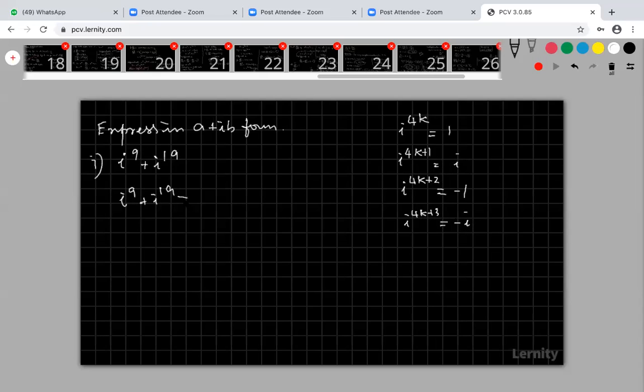Now look at that. My i power 9 is i power 8 plus 1, multiples of 4 plus 1, which means that is i. Similarly, what is my i power 19? Multiples of 4, 16 plus 3. Multiples of 4 plus 1 means this is my i. Multiples of 4 plus 3 is my minus i. So therefore, the answer is 0. But the question is in a plus ib form, so this is my 0 plus i0. That 0 is also my complex number.